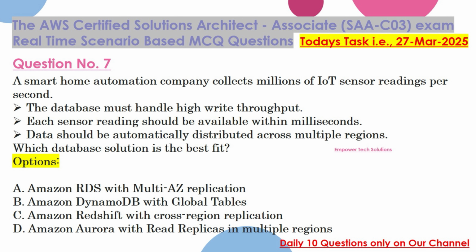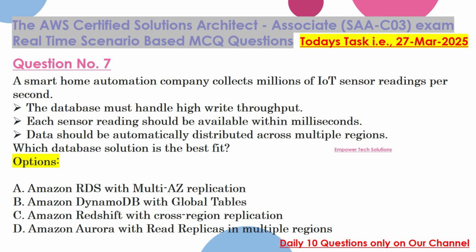Question 7. A smart home automation company collects millions of IoT sensor readings per second. The database must handle high write throughput. Each sensor reading should be available within milliseconds. Data should be automatically distributed across multiple regions. Which database solution is the best fit?